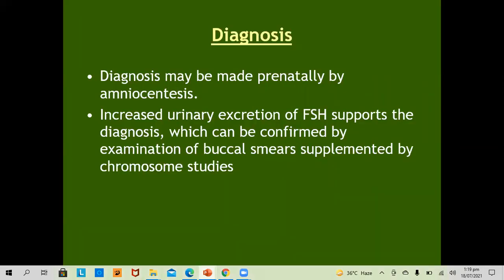The diagnosis is made prenatally by amniocentesis. There is increased urinary secretion of follicle stimulating hormone that supports the diagnosis, and it is confirmed by examination of buccal smear supplemented by chromosome studies.